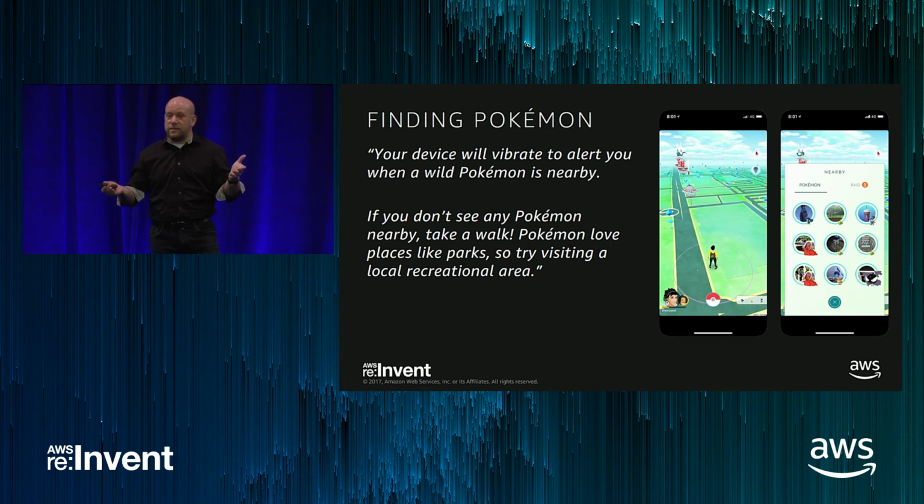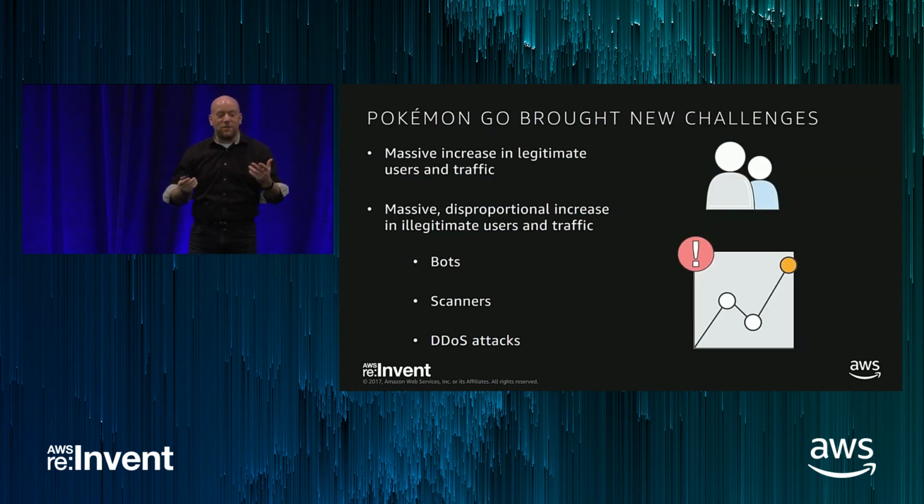So the idea is that's how you play the game. You walk around, you discover, maybe you go up a block to find the Pokemon you want and then realize, oh, it's over to the right, turn, walk another block and catch it. Not everyone likes to play games the way they're designed, and that leads to some of the problems that we've had. So Pokemon Go brought new challenges to the table.